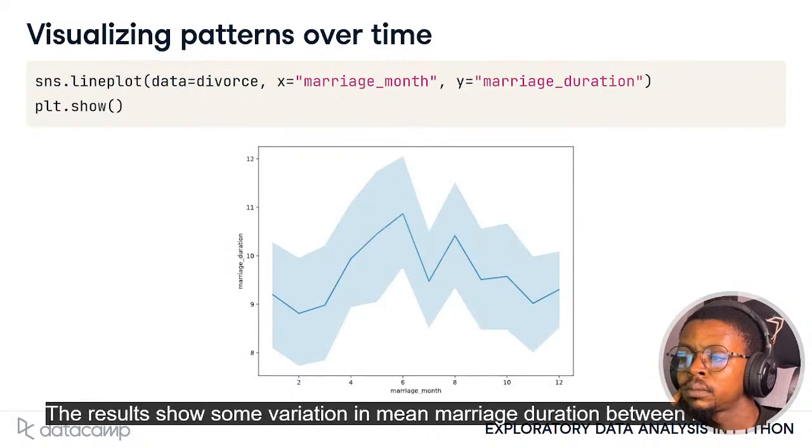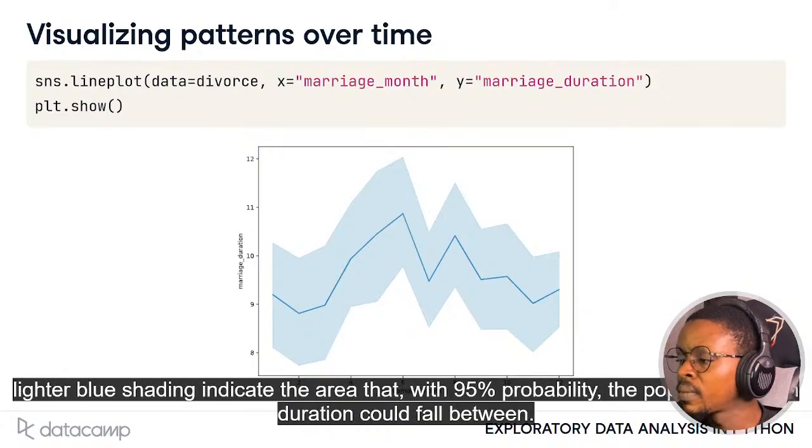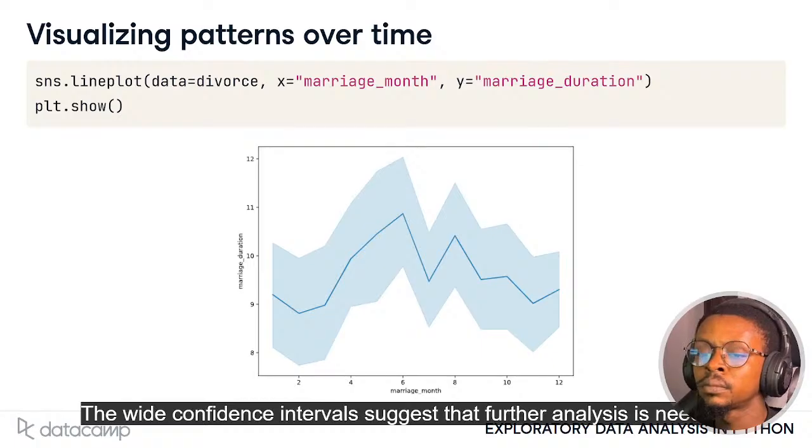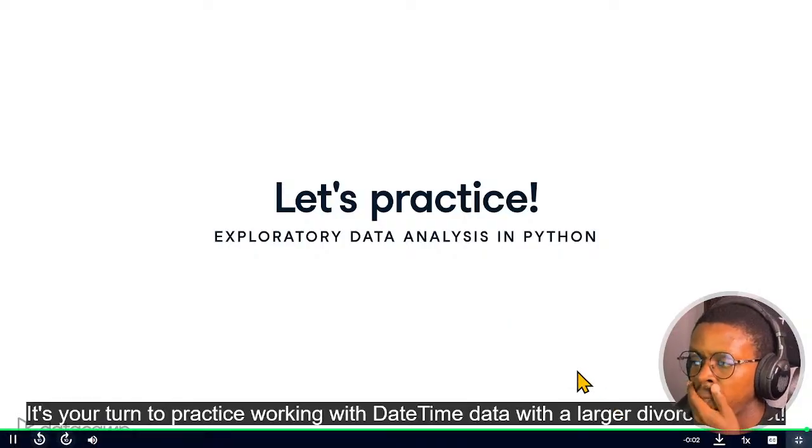The results show some variation in mean marriage duration between months. The blue line represents the mean marriage duration for our dataset, while the confidence intervals in the lighter blue shading indicate the area that, with 95% probability, the population mean duration could fall between. The wide confidence intervals suggest that further analysis is needed. It's your turn to practice working with date-time data with a larger divorce dataset.